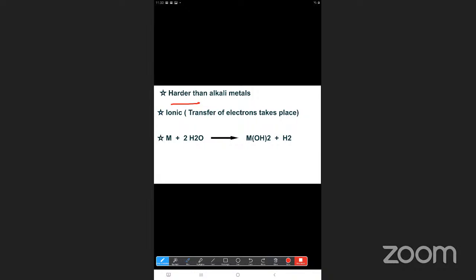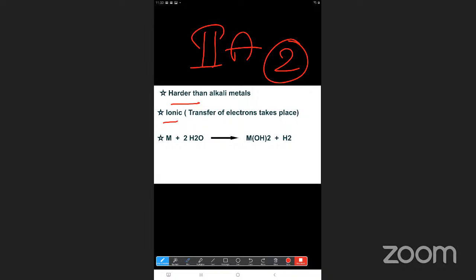And here these also have ionic property. So these elements, the 2A group elements, also transfer electrons. How many electrons transfer from these 2A group elements? Only 2 electrons, because the valency is 2 here. So these elements transfer 2 electrons from their valency shell to get stable. All the elements in this group, when they react with water, form the corresponding hydroxide and release hydrogen gas.